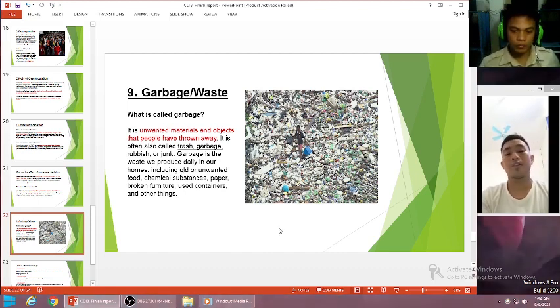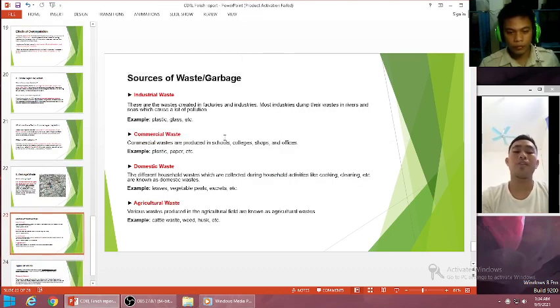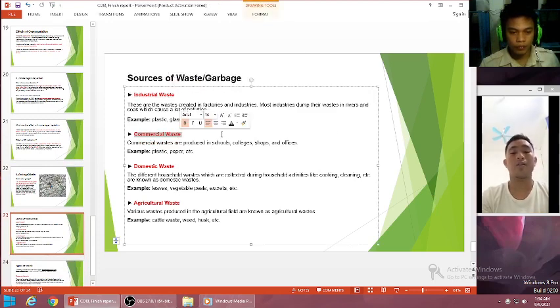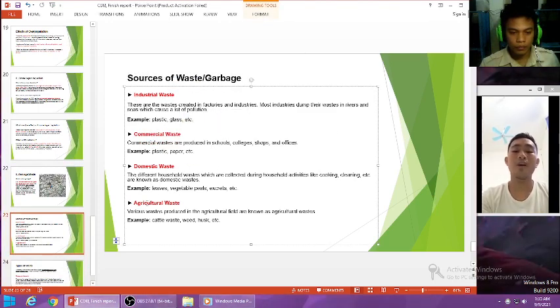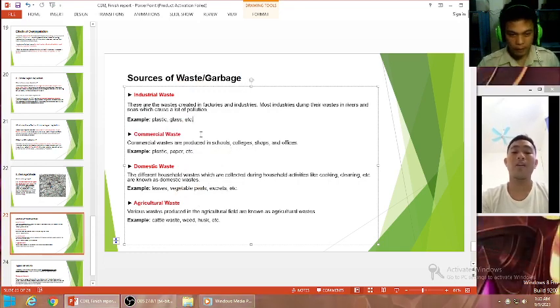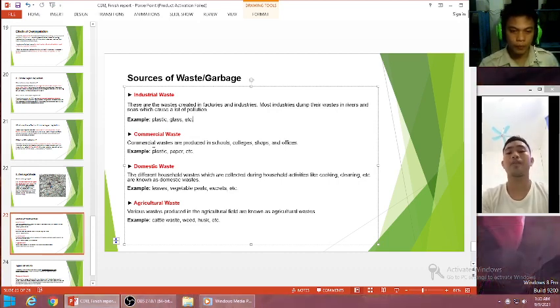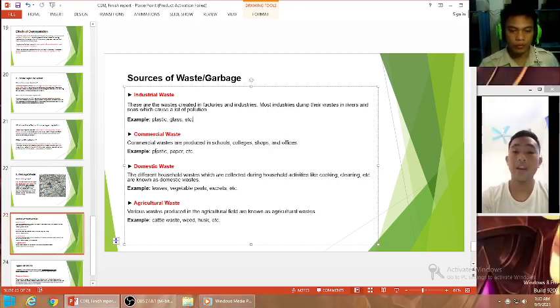So, there are four sources of waste: industrial waste, commercial waste, domestic waste, agricultural waste. First, what is industrial waste? These are the wastes created in factories and industries. Most industries dump their waste in rivers and seas, which causes a lot of pollution. An example of industrial waste: plastic, glass, and etc.